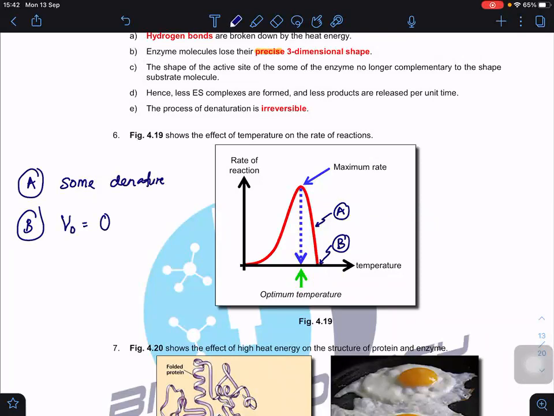So it means that all the enzymes are denatured. Therefore, the rate equals 0. You can't catalyze the reaction at all because none of them can function now. The temperature is too high until denaturation takes place, and this denaturation is irreversible. So what is irreversible? You cannot reverse it.